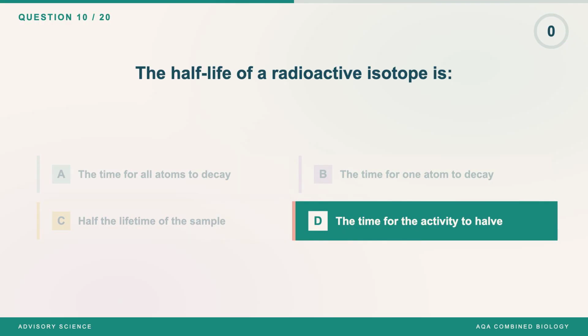The answer is D. The time for the activity to halve. Half-life is the time taken for the number of undecayed nuclei, or activity, to halve.